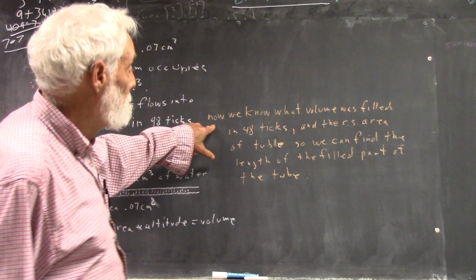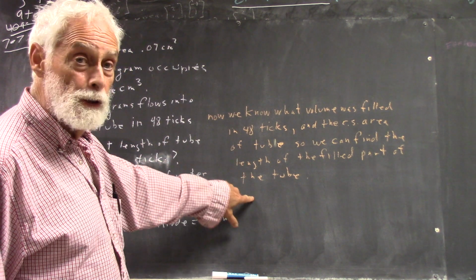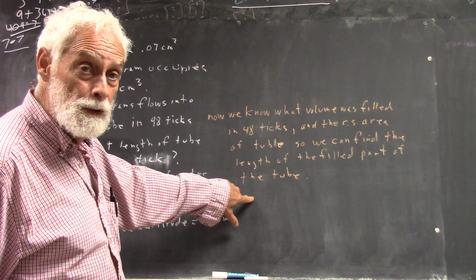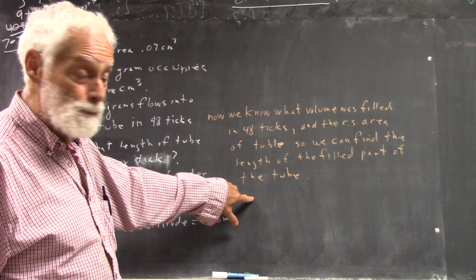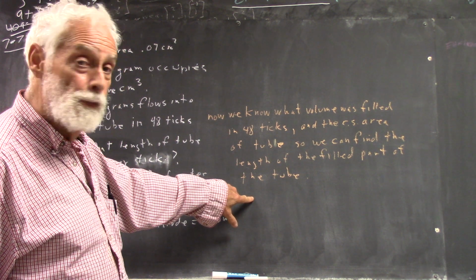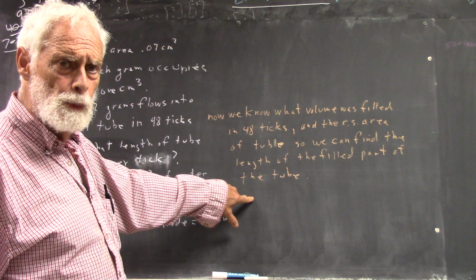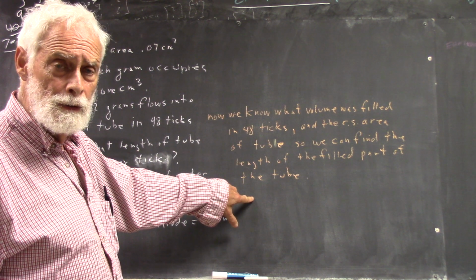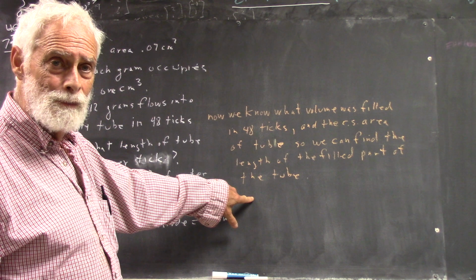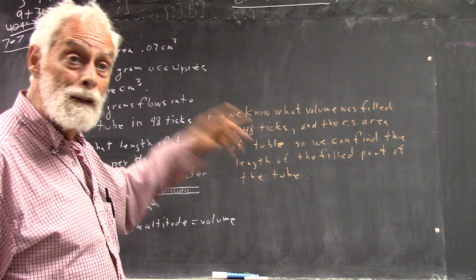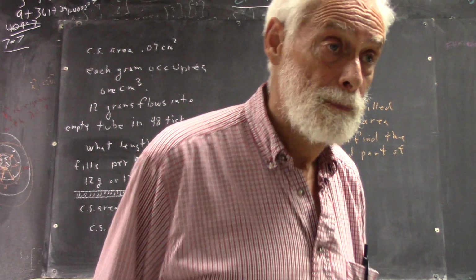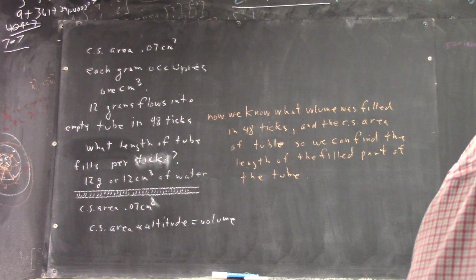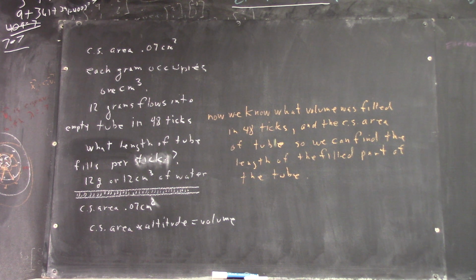So, okay, we can find the length of tube filled in the 48 ticks, right? Okay, so once we find that length, what are we going to do with that? Multiply what by what? Don't give them any hints. We want people to think it through. Okay?